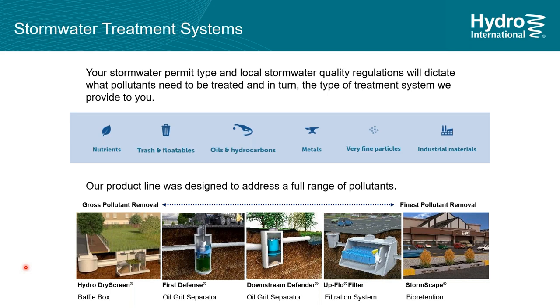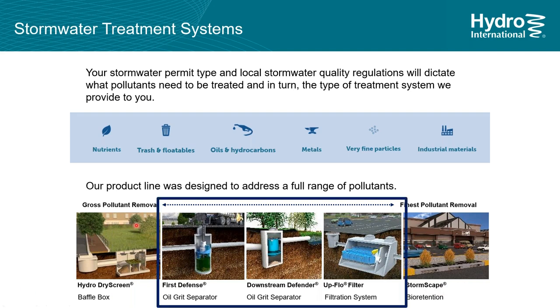The stormwater treatment systems that Hydro provides treat a whole different range of pollutants. Anything from very, very coarse, gross pollutant removal that would be screened out, this is the Hydro dry screen, to very, very fine dissolved and clay-sized particles that you might want to use an LID-type system for, like this, our Stormscape system. But primarily in this presentation, I'm going to be talking about these three in the middle. These are our hydrodynamic separators, the First Defense, the Downstream Defender, and then our Up-Flo Filter is the name for our family of filter products that have a range of different filtration medias and membranes. This is our product line, but I'll be using some other systems that you may have encountered as examples as well.